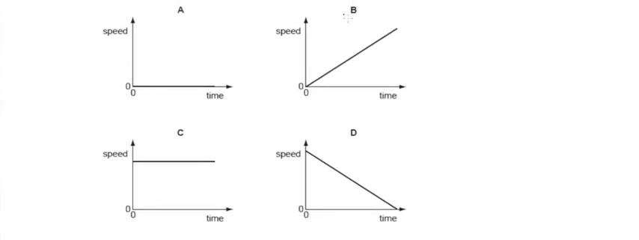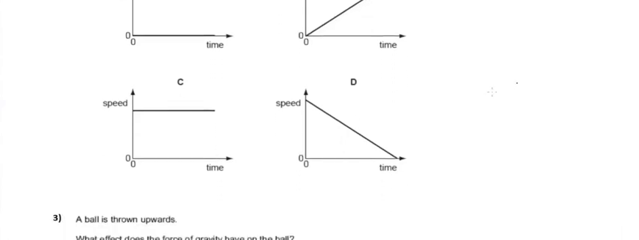In option B, you can see the line for the speed-time graph, and here the speed is increasing at a constant rate with time. So this cannot be the graph. In option C, you can see the speed is constant. As the time is increasing, the speed value remains constant. So this can be our answer. And here the speed is decreasing with time, so this cannot be our answer. So option number C is the answer.